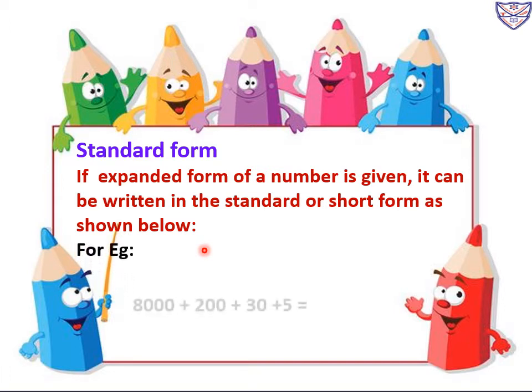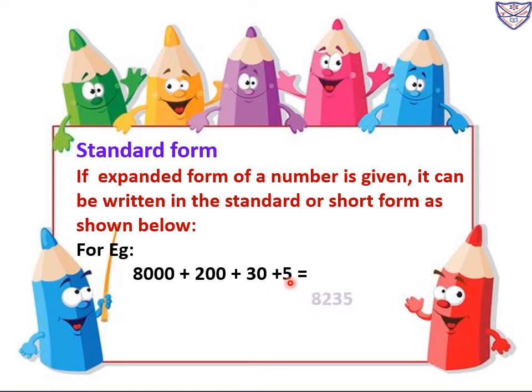So for example, 8000 plus 200 plus 30 plus 5. This is the expanded form. So we have to write the standard form or short form. So how will we write? First we have to see which digit is in the ones place. Yes, 5. So we will write 5 in the ones place. Then in the tens place, which digit is there? 30. So in the tens place we will write 3.